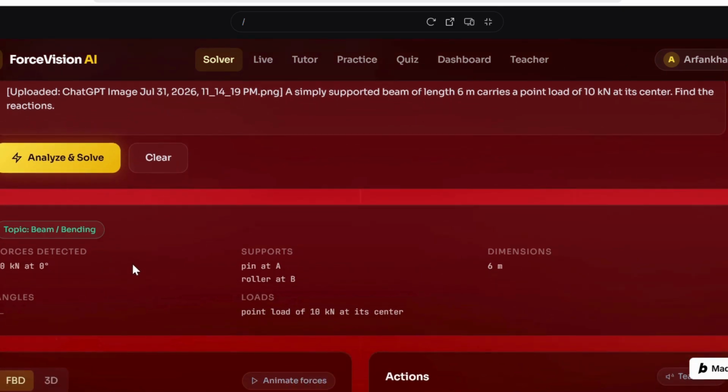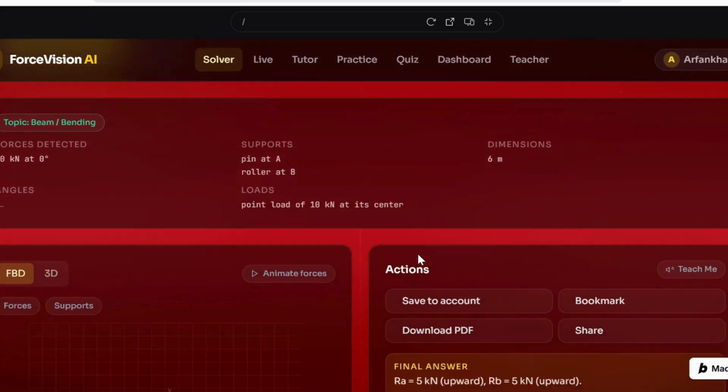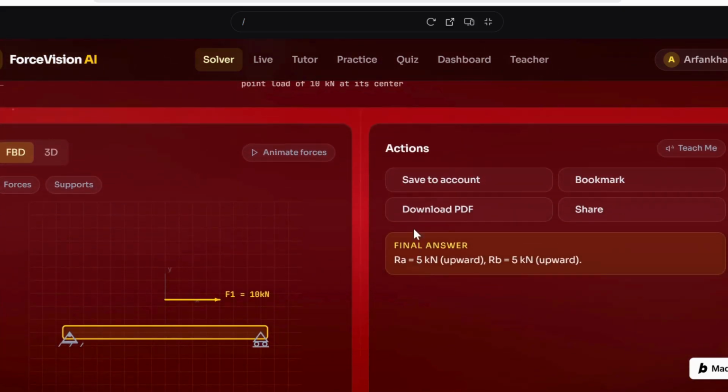The answer was 10 kN at 0 degree and the supports are pin at A and roller at A. So the loads are given and the dimension as 6 m. And as you can see, the FBD has generated and you can download it as a PDF as well. And I will download it lastly only.